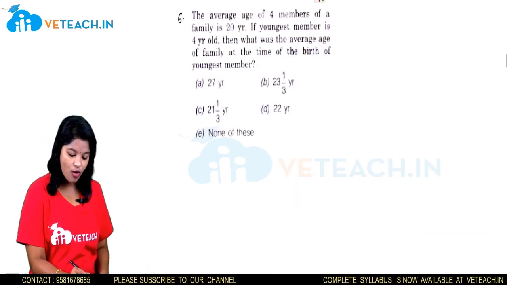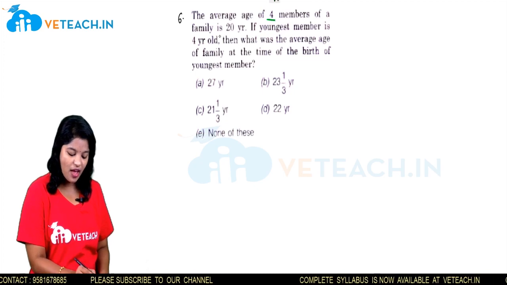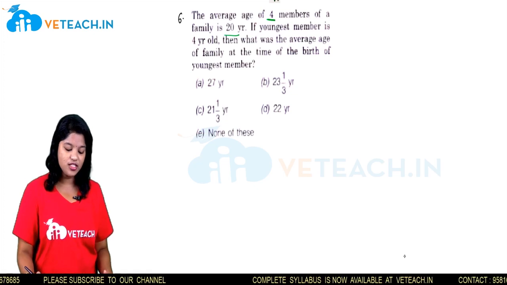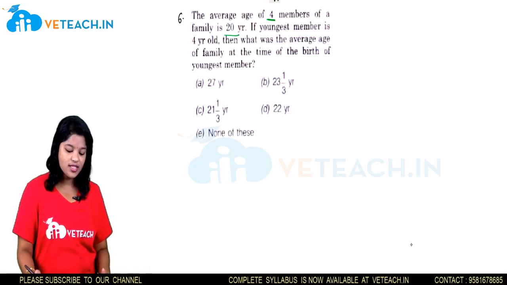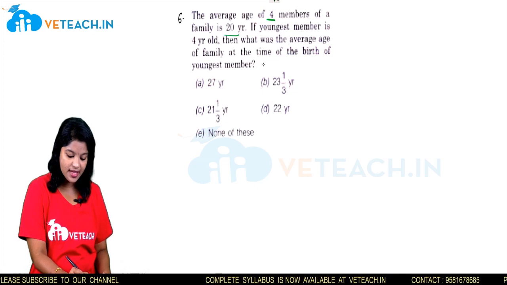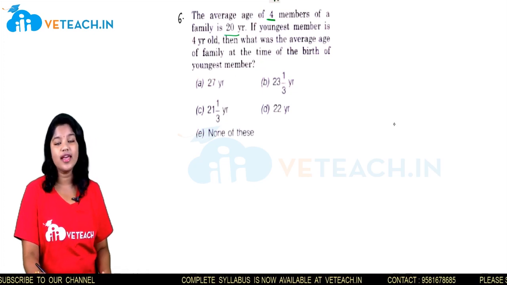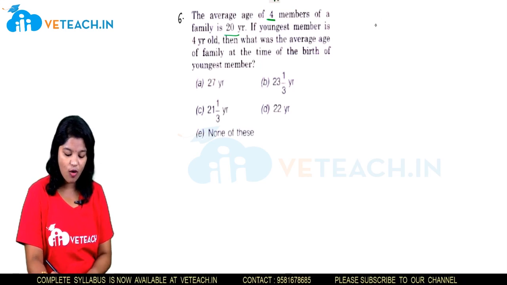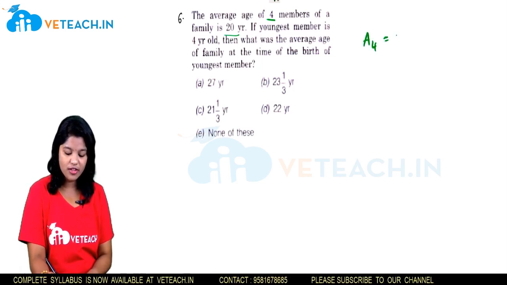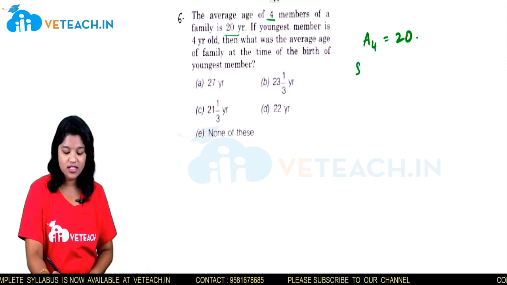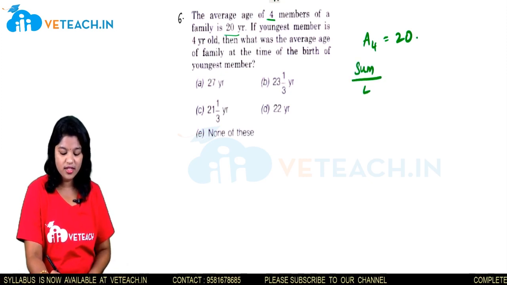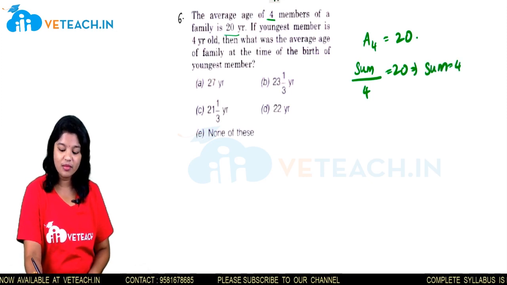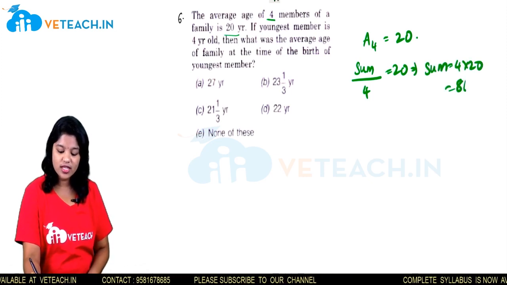The average of 4 members in a family is 20 years. If the youngest member of the family is 4 years old, then what is the average age of the family at the time of the birth of the youngest member? So here they have given the average of 4 members in a family is equal to 20. That is the sum of all their ages by 4 is equal to 20. So the sum of all their ages is nothing but 4 into 20, so it is equal to 80.